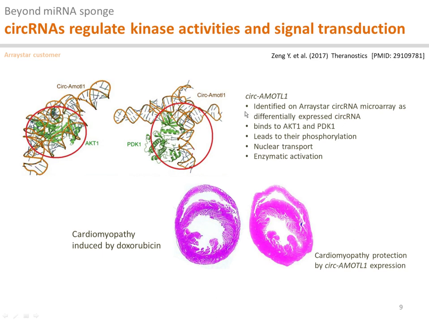The circular angiomotin-like 1 RNA, or circAmotl1, interacts with the serine threonine kinase AKT1 and pyruvate dehydrogenase kinase PDK1. This binding leads to phosphorylation of the kinases, their nuclear transport, and enzymatic activation, which leads to reduced apoptosis and cardiac repair.